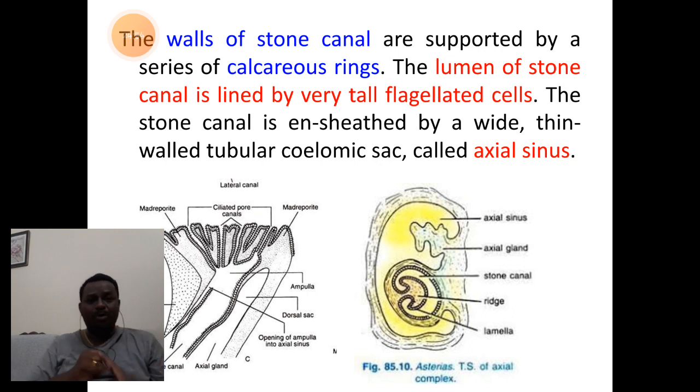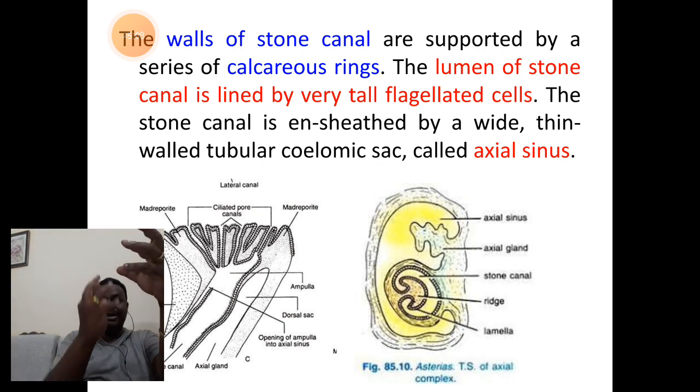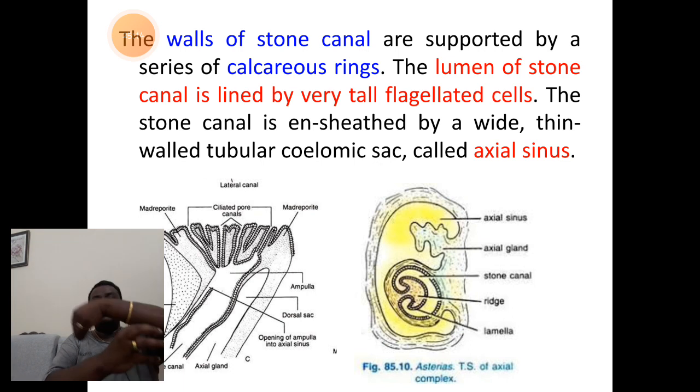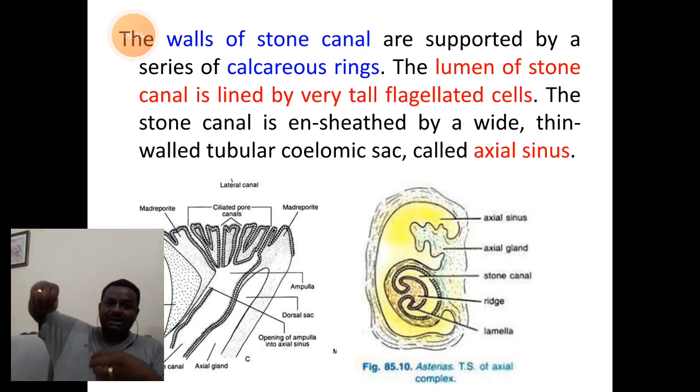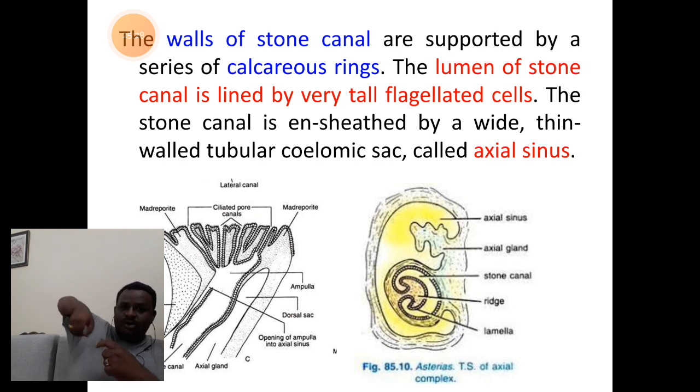It contains number 1, the axial gland, and number 2, the lamellae part of the stone canal system with a ridge. So the axial gland along with the stone canal part having the lamellae and a ridge, all these three are suspended in the space of the axial sinus. That is the space of the stone canal system. So when you look at the side view of it, you have the part of the axial system attaching towards one side. The other side, the area is free for the water to move down.